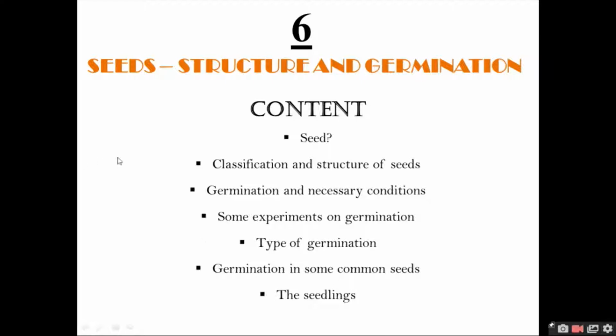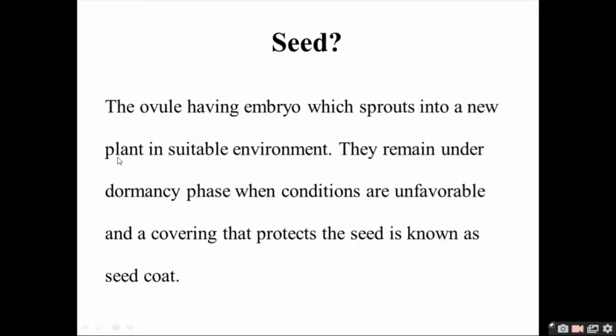So let's start with the definition and by knowing what seeds basically are. In the previous video we discussed that the ovule turns into the seed, and the ovule having an embryo which sprouts into a new plant in a suitable environment is known as a seed.